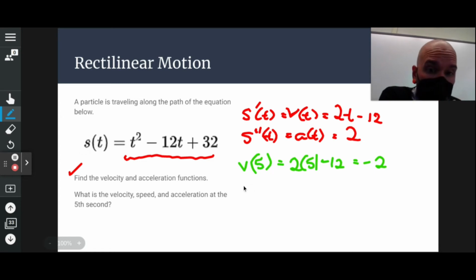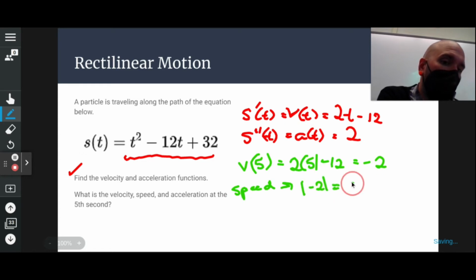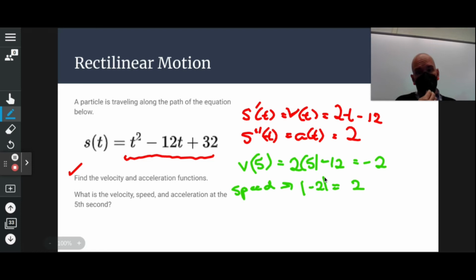Now, speed is going to be the absolute value of your velocity. So since the velocity was negative 2, speed is going to be the absolute value of negative 2, which is positive 2. When the velocity is negative 2, that means I'm going downward at 2 miles an hour or backwards at 2 miles an hour or whatever it is. If I'm going backwards 2 miles an hour, then my speed is 2 miles an hour. So we're just going to word it out like that.